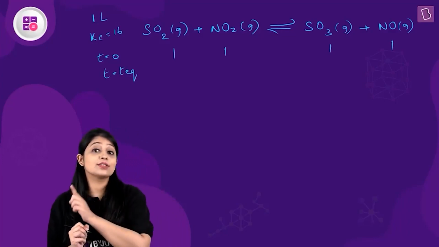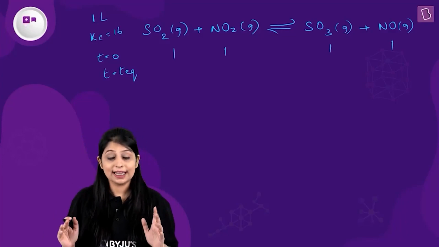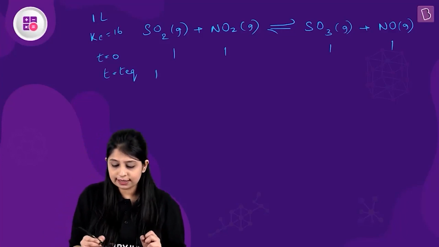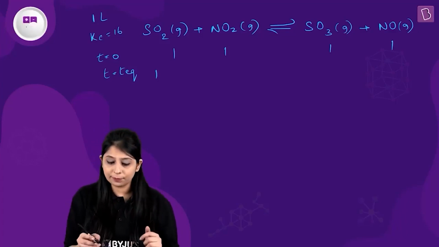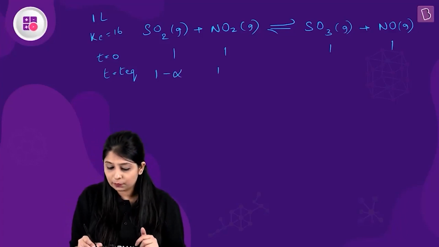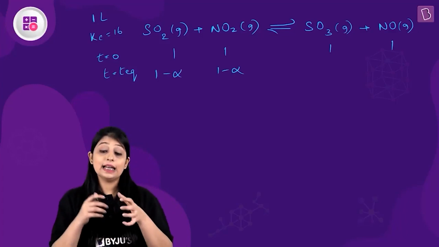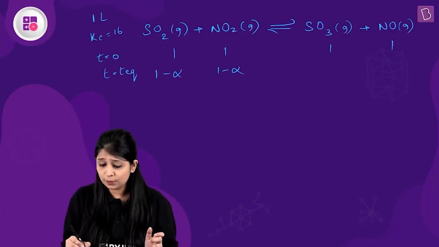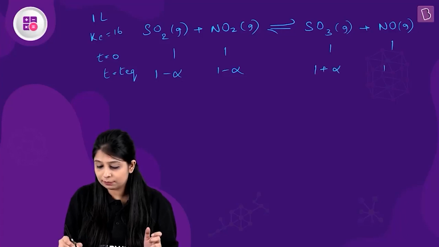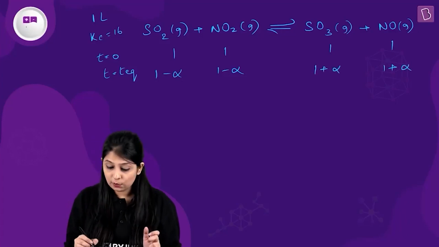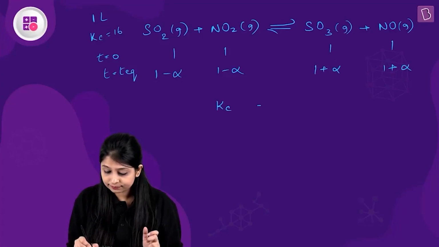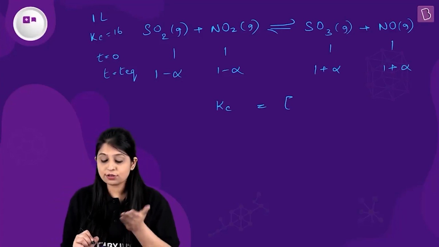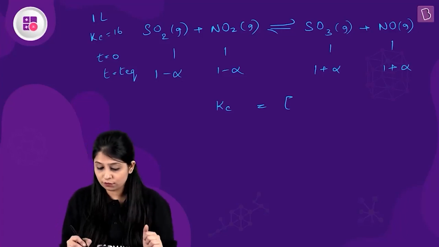Now we know that the reaction is proceeding in the forward direction, right? So the SO2 and NO2 will dissociate. So let's say their degree of dissociation is alpha. So 1 minus alpha, 1 minus alpha, right? And SO3 and NO will be produced. How many moles would be there? 1 plus alpha, 1 plus alpha, right? So what would be the value of Kc? So that will be the product of the concentrations of the products raised to the stoichiometric coefficients.